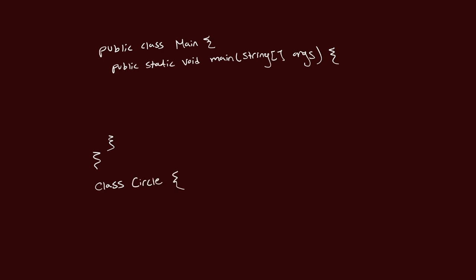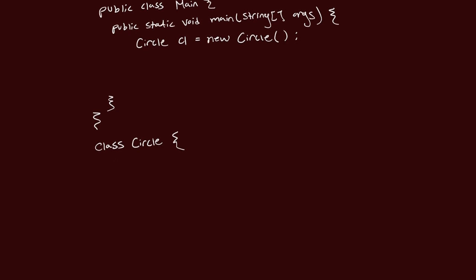Okay, to access this class inside of our main, we do Circle. So it has to be the name of this class. Then we can call it c1 equals new Circle. Okay? And then we can pass in parameters here, or if you don't want to, we don't have to. So inside of our class Circle, let's do double radius.